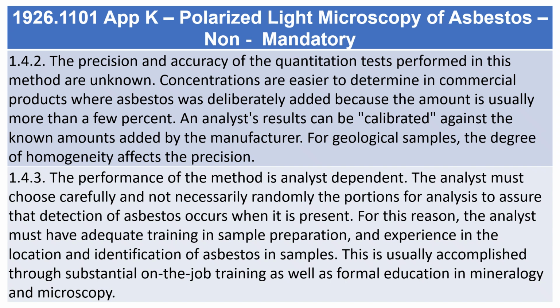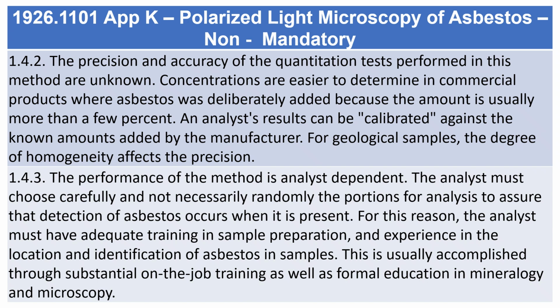1.4.2. The precision and accuracy of the quantitation tests performed in this method are unknown. Concentrations are easier to determine in commercial products where asbestos was deliberately added because the amount is usually more than a few percent. An analyst's results can be calibrated against the known amounts added by the manufacturer. For geological samples, the degree of homogeneity affects the precision.